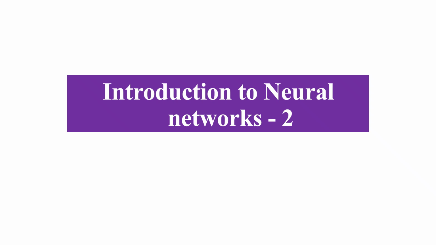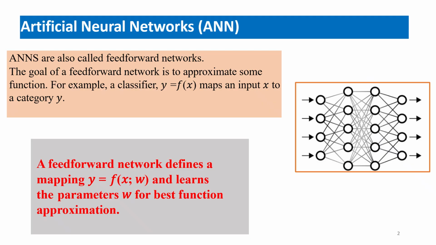Hello. So, in our study of neural networks, in this video we will see the working of a single neuron with a non-linear activation function. So, what are neural networks or artificial neural networks? These are also called feed-forward networks. We can see the forward propagation of the inputs, and the goal of this network is to approximate some function.